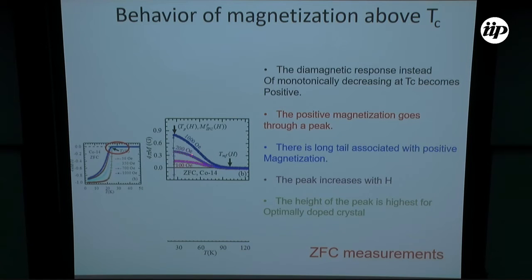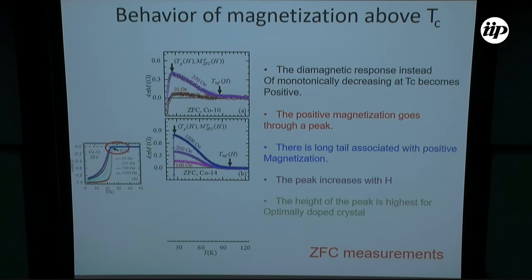It becomes positive, and then it has a long tail. The magnetization is very small, but instead of going to 0, it becomes positive, and then it continues for a very long temperature window. TC is around 27 Kelvin, and it continues up to maybe 70, 80, or 90 Kelvin. So this is the positive magnetization response that appears. It changes from diamagnetic to a positive signal, and then it has a long tail. Furthermore, as you increase the magnetic field, this signal gets stronger and stronger. All these measurements which I'm showing are in the zero field cooled state.